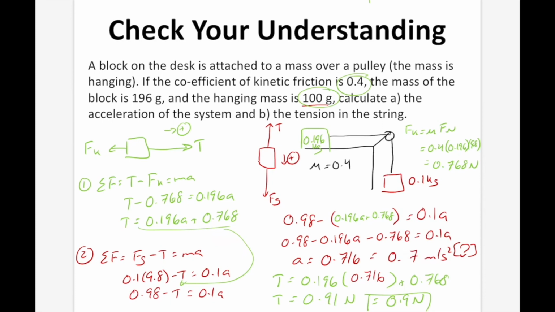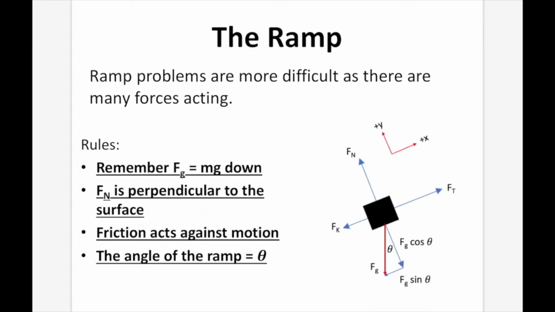Now, ramp problems aren't too different from what we've been discussing so far, but there's a few more forces acting that we need to keep in mind. Remember that Fg is going to be equal to our mg, which is down. So in our diagram, our Fg is right here. Keeping in mind our object, however, is on a ramp, Fn is perpendicular to the surface.